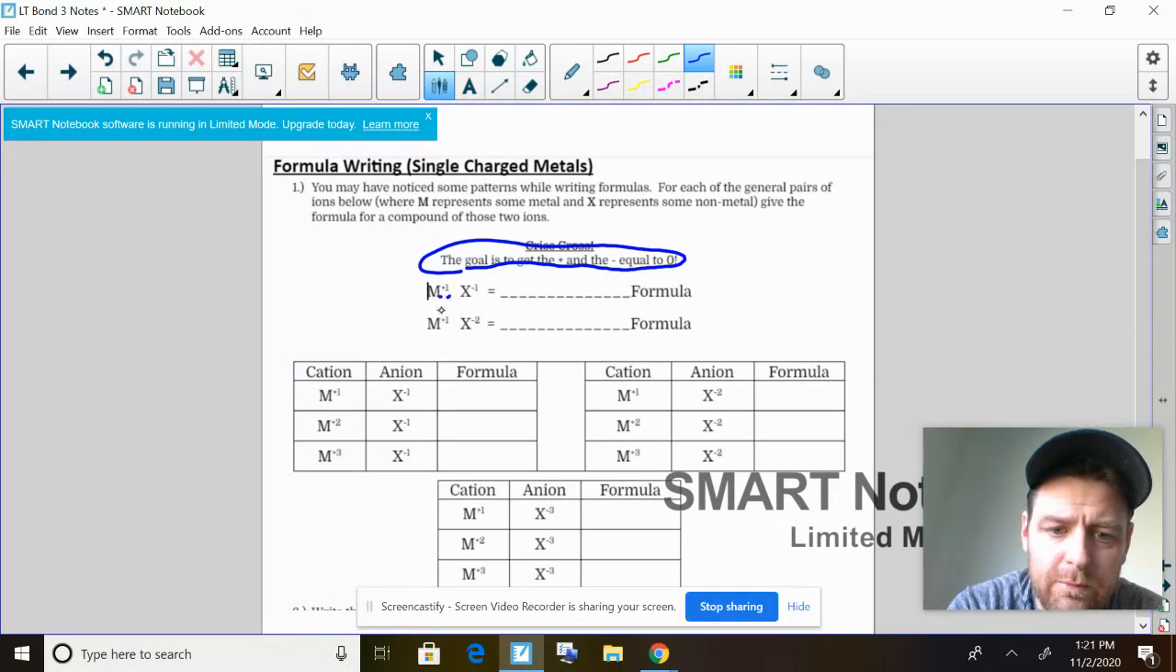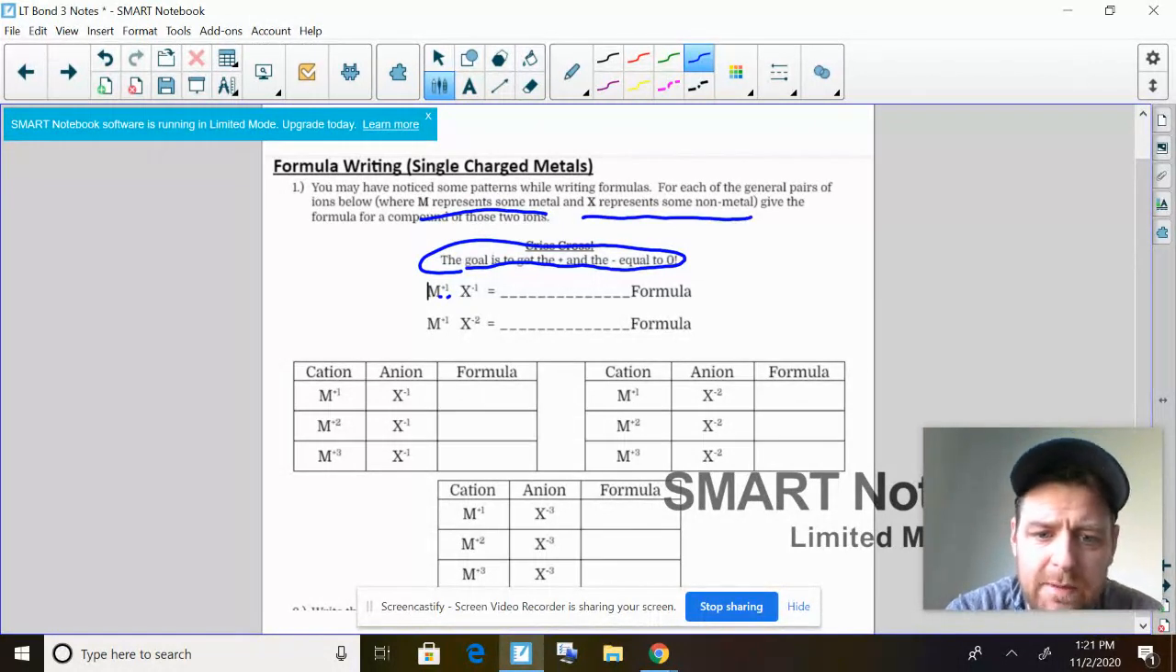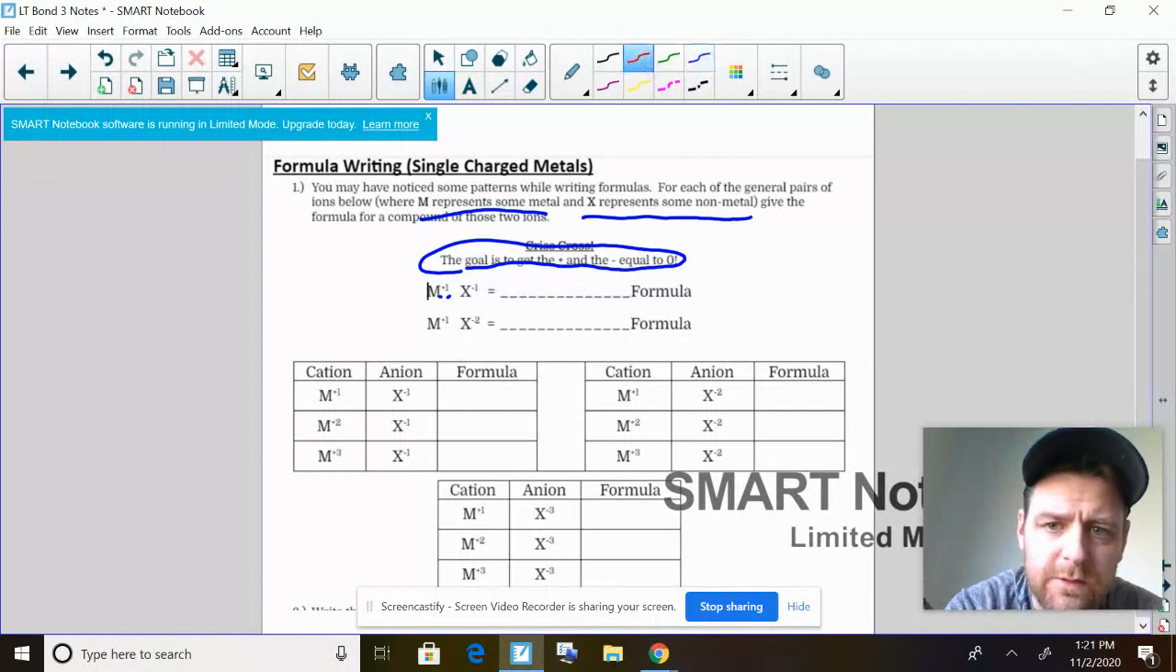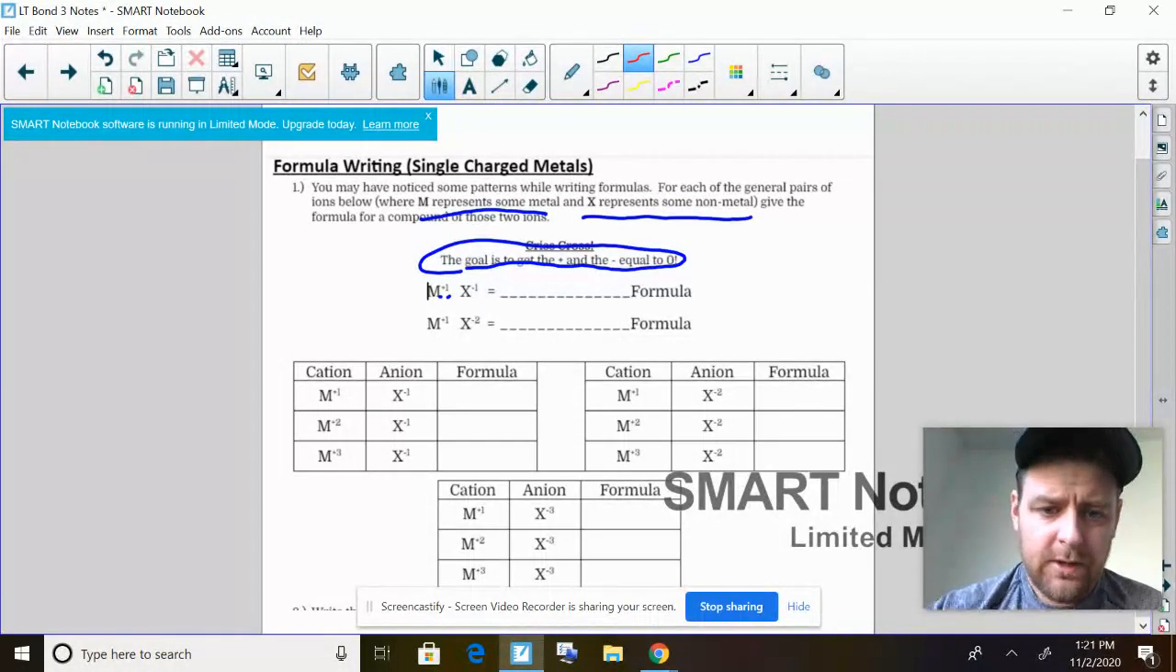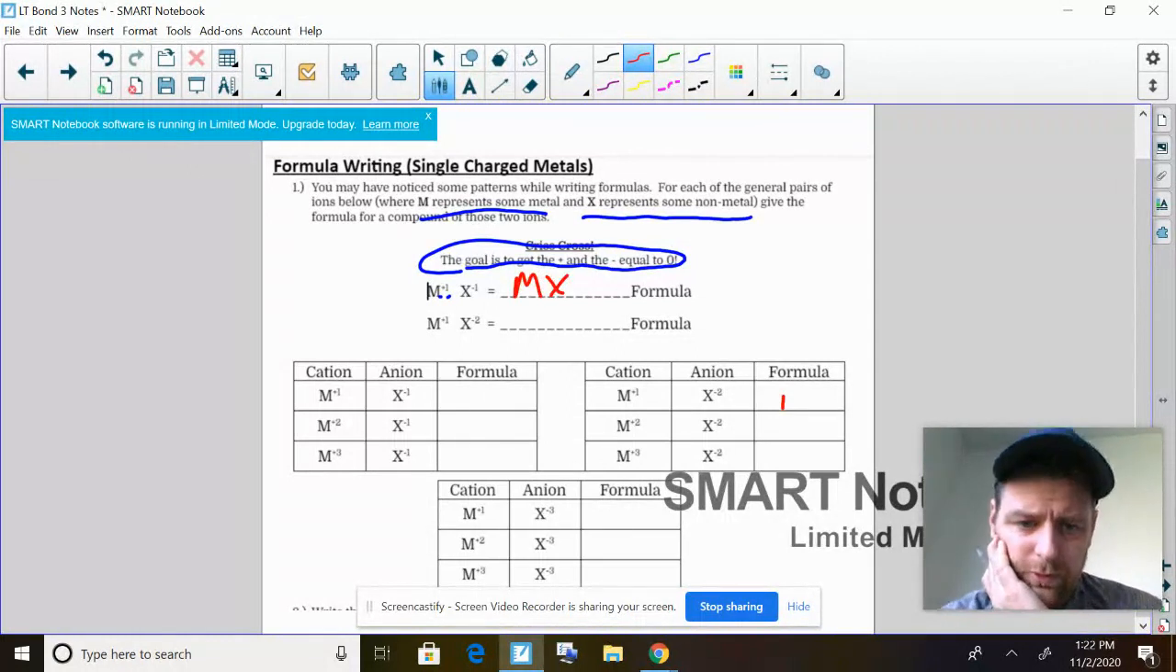M, which is just any metal, is arbitrary, and X is represented by nonmetal. As you learned yesterday, an ionic bond is a metal and a nonmetal. The metal always comes first in the formula. So here's how we write it out. If M and X are equal, we just go, oh, okay, MX. No indication of anything. You just write it out.